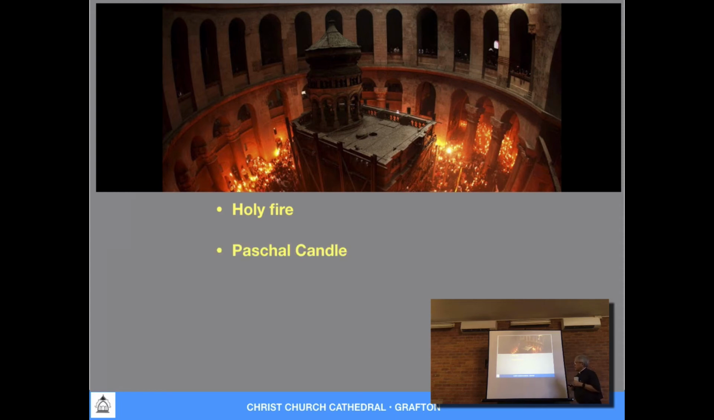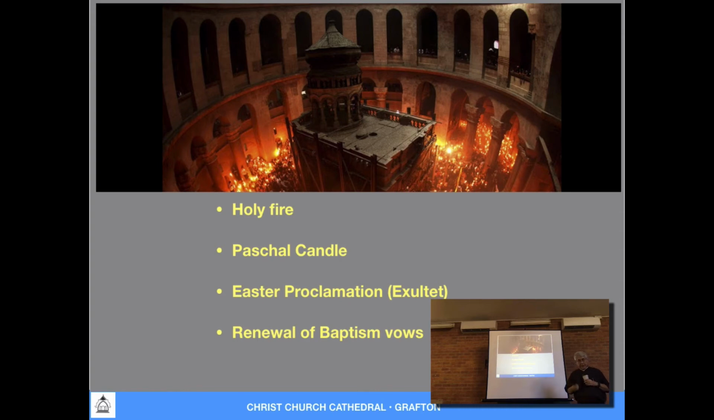It's recognising fire as one of the primary elements of human culture. We light the Paschal candle. Paschal is just a fancy word for Easter. It comes from the Hebrew Passover, Pesach, which in Greek became Pascha, and in English becomes Paschal. There's the Easter proclamation, the great announcement of Christ is risen. Often the renewal of baptism vows will happen in that service, and then the first Eucharist of Easter.